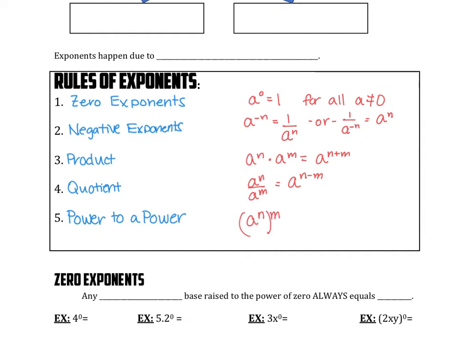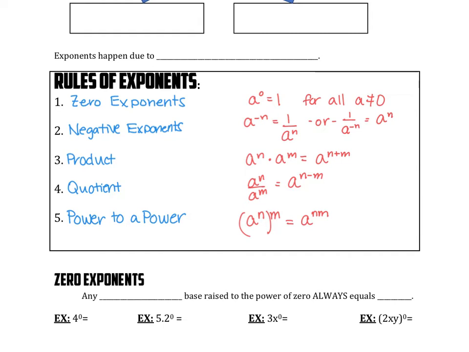So you can see what we're talking about. You have an exponent right here, a to the n, you have that power, and then it's raised to another power. And the result of this is a to the n times m. A to the n times m.